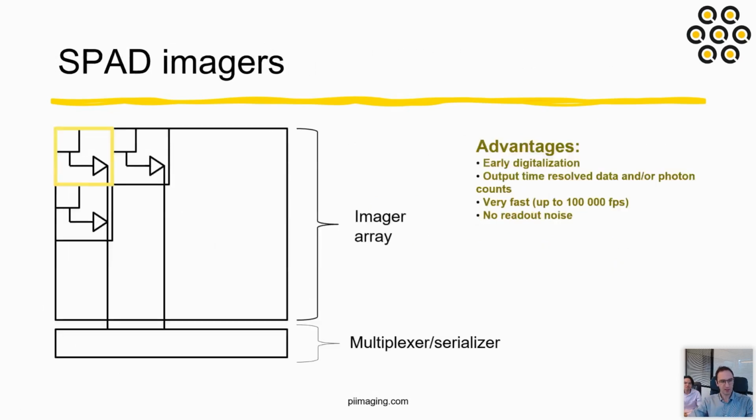SPAD imagers bring this parallelization one step further by introducing the digitalization directly on the pixel. So we go from whole image sensor serializer in EMCCDs to column readouts in scientific CMOS, and then to pixel readout in SPADs, offering really the possibility to read out extremely fast at no readout noise. Of course, not to specifically mention, SPADs do not have any excess noise.